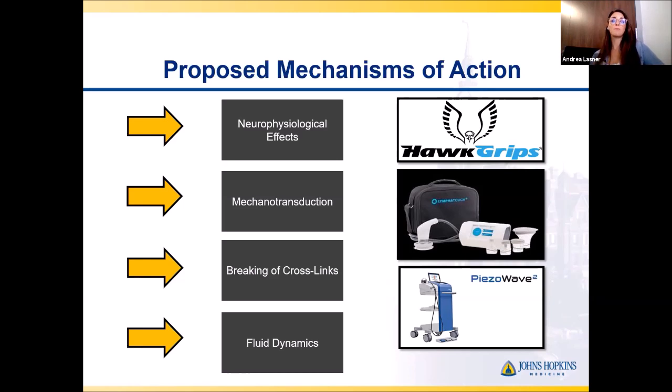So in all of these different actions, we can actually help attack the system, if you want to say, or help propel the system with, we're going to talk about hawk grips, which are an instrument-assisted soft tissue mobilization technique, the LymphaTouch, which is more of a negative pressure technique, and the Piezo Wave 2. Each of these technologies are just ways to accentuate and enhance our techniques. And that's where we're going to go along the way with our presentation today.